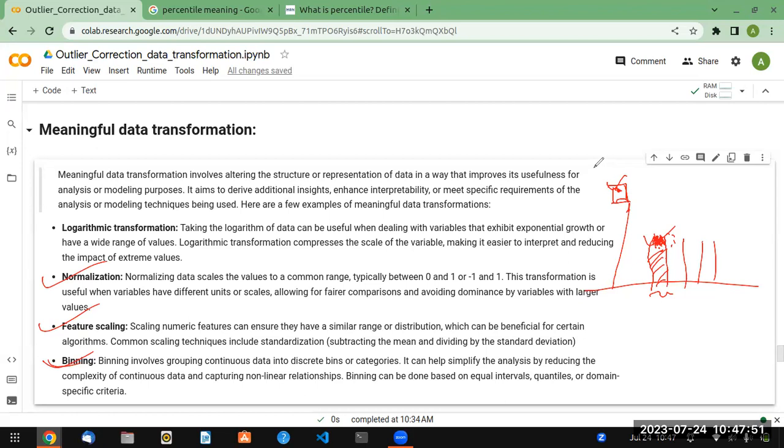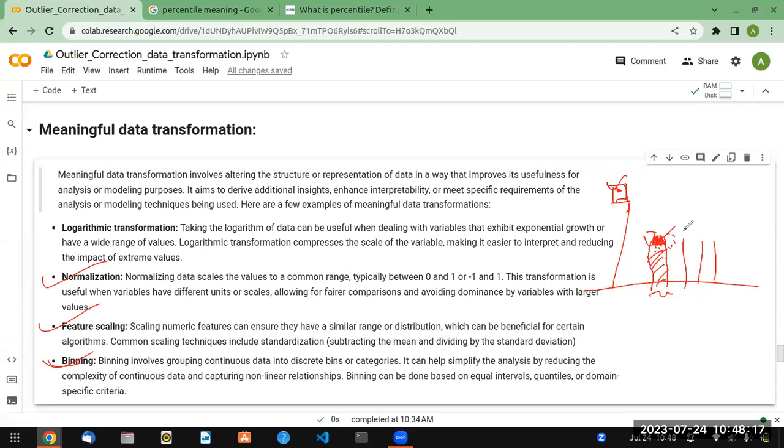Binning involves grouping continuous data into discrete bins or categories. It can help simplify the analysis by reducing the complexity of continuous data and capturing non-linear relationships. That means if it is overlapping, you may not be able to see the pattern or the relationship the data has with another.